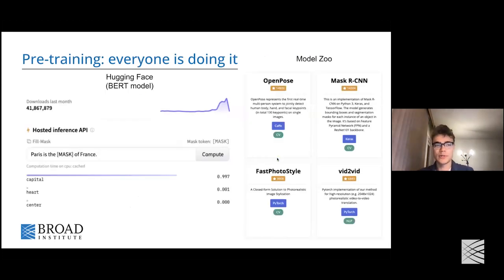And it turns out pre-training is incredibly popular. There's this one website called Hugging Face for language models, and one of their pre-trained language models you can download had over 42 million downloads in a recent month. And similarly, there are other websites like ModelZoo, one of their most popular models, OpenPose, which takes single images and annotates where humans are and what their pose is, has 15,000 stars on GitHub.